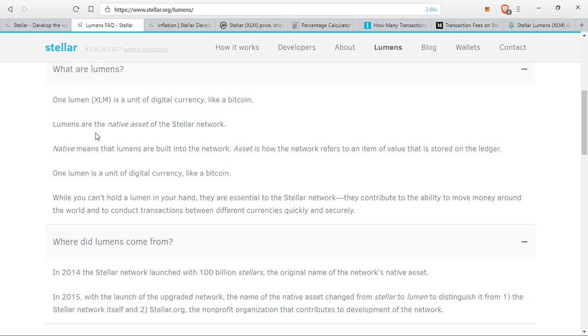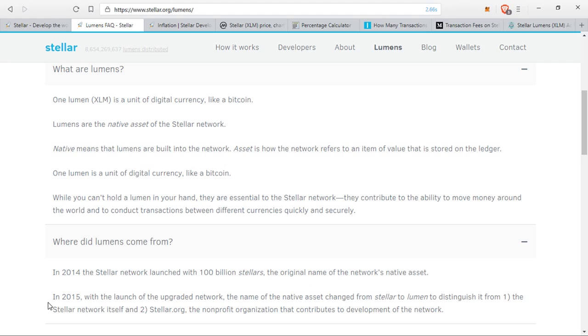Lumens are the native asset of the Stellar network. Native means the lumens are built directly into the network. One lumen is a unit of digital currency, like a Bitcoin. While you can't hold a lumen in your hand, as it is digital, they are essential to the Stellar network. They contribute to the ability to move money around the world and to conduct transactions between different currencies quickly and securely. In 2014, the Stellar network launched with 100 billion stellars, the original name of the network's native asset.